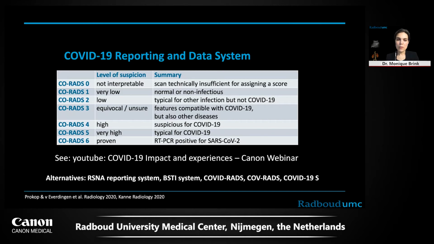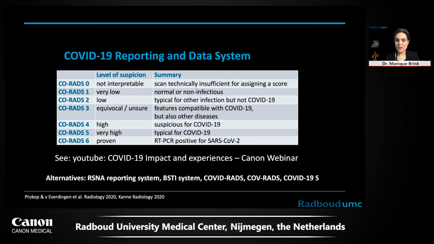If you want to know more about this system, resembling other RAD systems, I would advise you to watch the YouTube video of the Canon webinar in 2020, called COVID-19 Impact and Experiences. So the patient I showed you before had a CO-RADS 5, a very high level of suspicion with features typical of COVID-19. And in my talk, I will focus on the CO-RADS system, but my tips can also be used if you're not using the system as well.